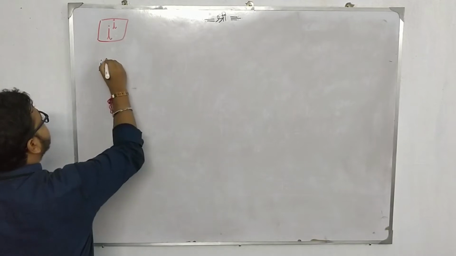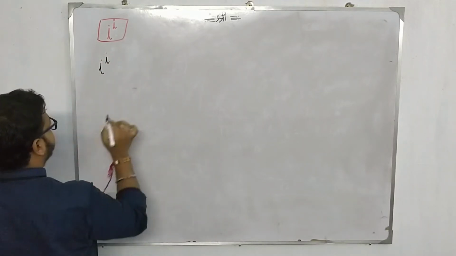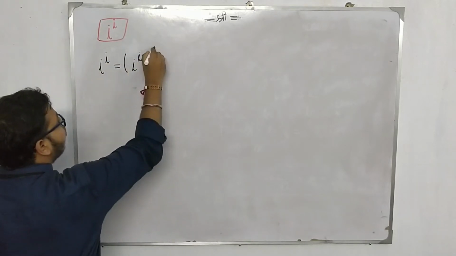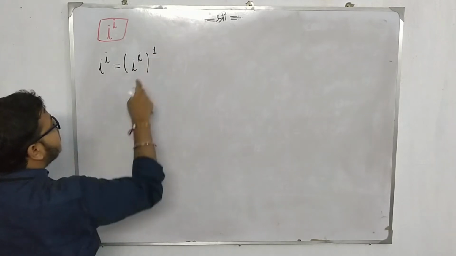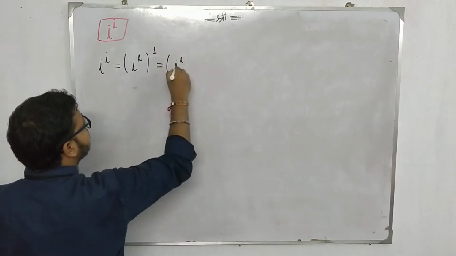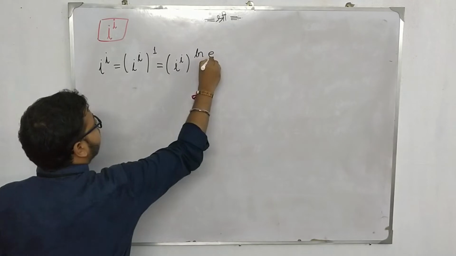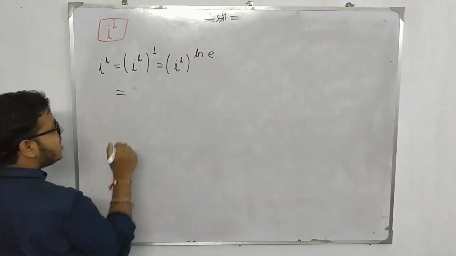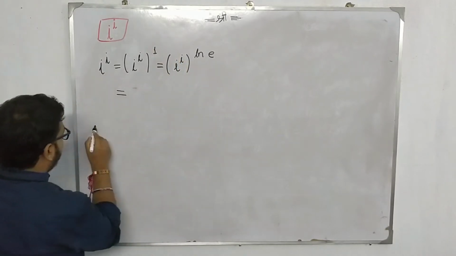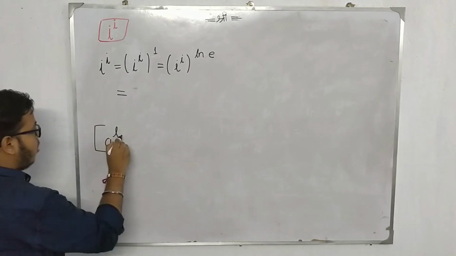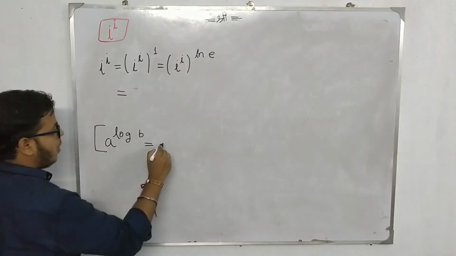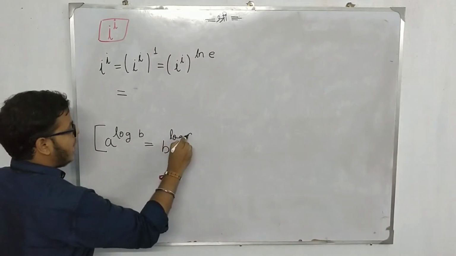So what we need to do is calculate i to the power i. Now this can be written as i to the power i whole to the power 1, and this 1 can be written as natural log of e. So I can write this down as i to the power i to the power natural log of e. Now according to the base change rule of logarithms, when a to the power log b is there, it is equal to b to the power log a.